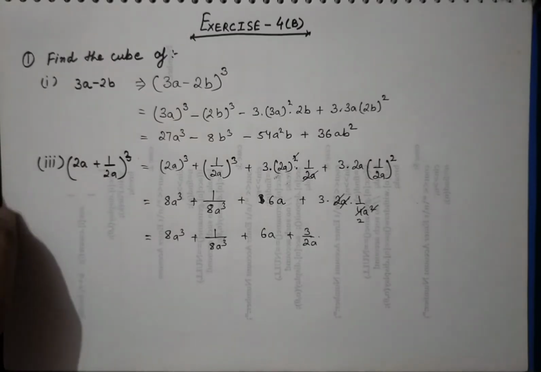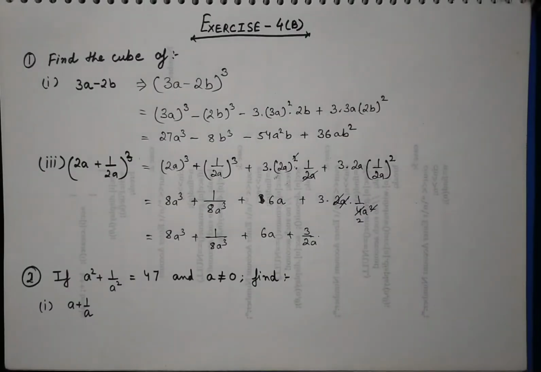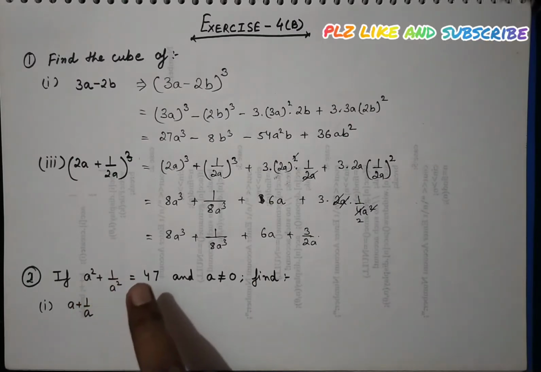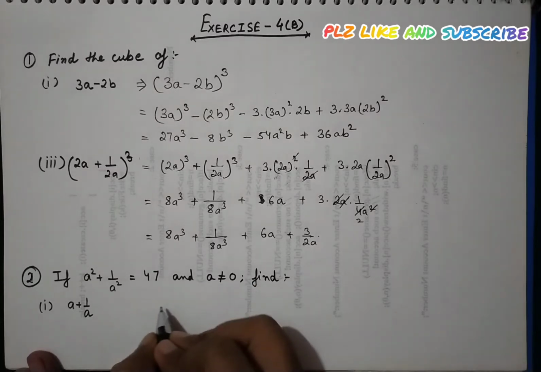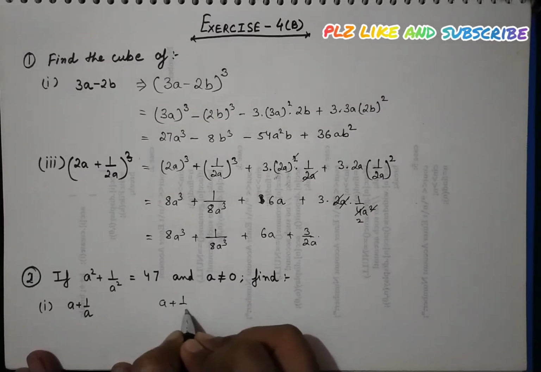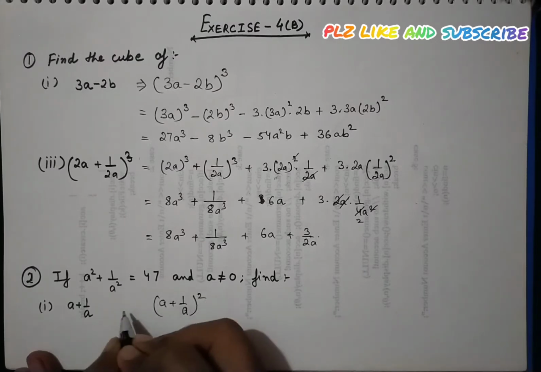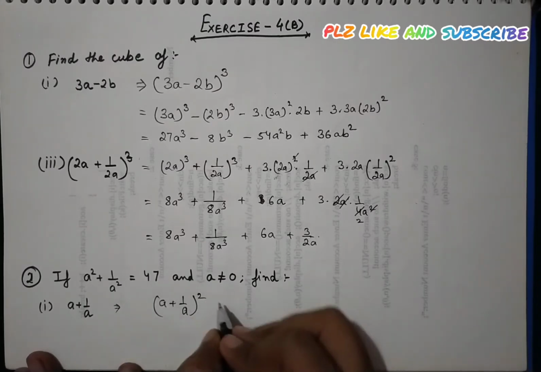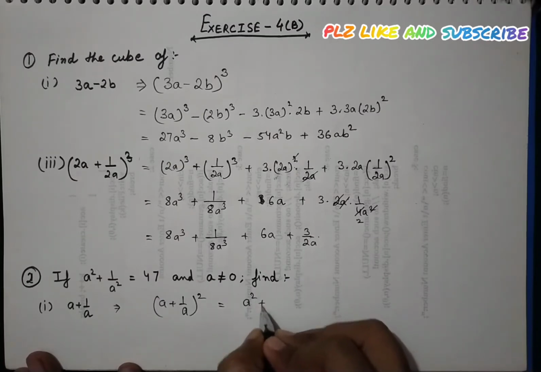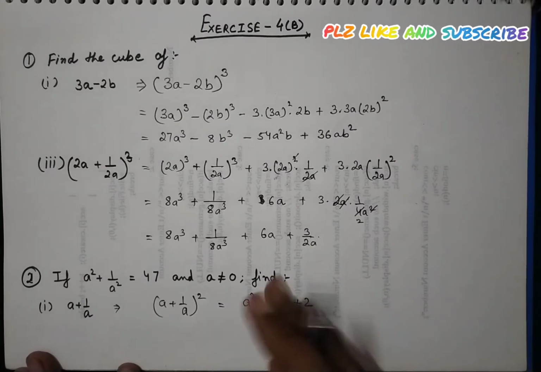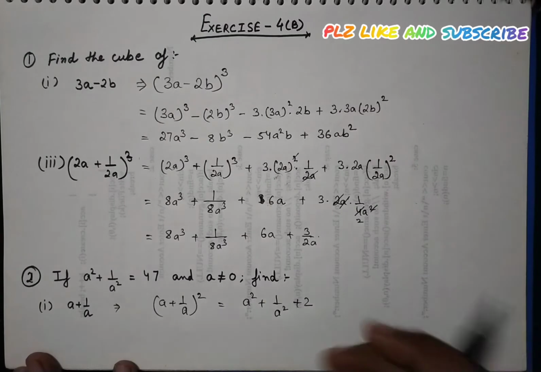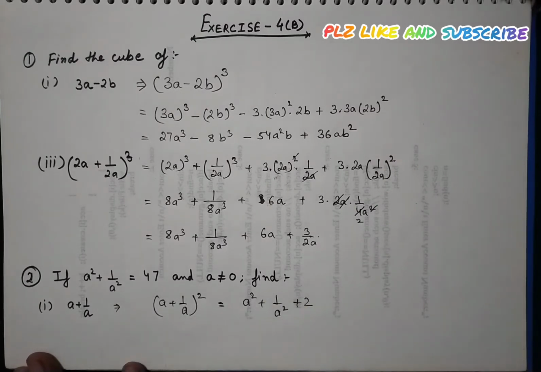Now we'll go for the second question. Here in this question we have been given a square plus 1 upon a square equals 45, and a is not equal to 0. We have to find the value of a plus 1 upon a to the whole square. So here we are going to use the identity a plus 1 upon a to the whole square equals a square plus 1 upon a square plus 2. We did this in identity one. We have got this identity for a plus 1 upon a to the whole square.